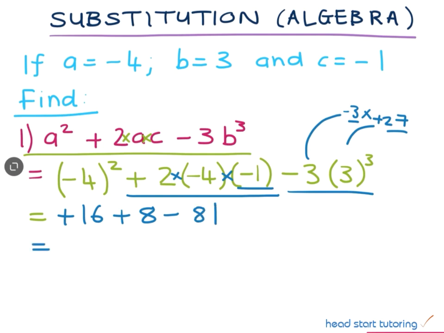We then work from left to right. So +16 plus 8 will give us an answer of +24. And then we minus 81. So we then get an answer of +24 minus 81. Because our minus belongs to the number with the bigger number, we know that our answer is going to be a minus. So the difference between 81 and 24 is 57. So our final answer is -57.